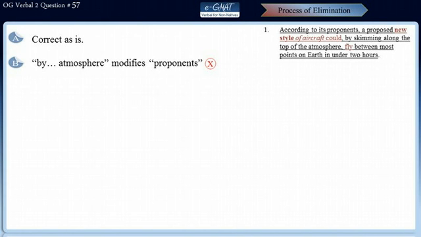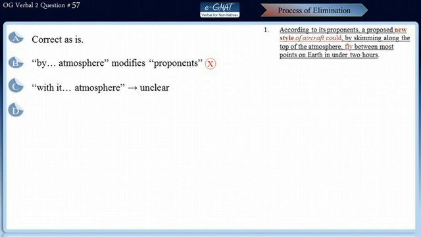In choice C, we again have a modifier error. The prepositional phrase with it skimming along is placed too far away from the entity it modifies, which is how this new style of aircraft can fly so fast. Per this choice, it looks like a separate piece of information whose connection to the rest of the sentence is not very clear. So this makes choice C incorrect.